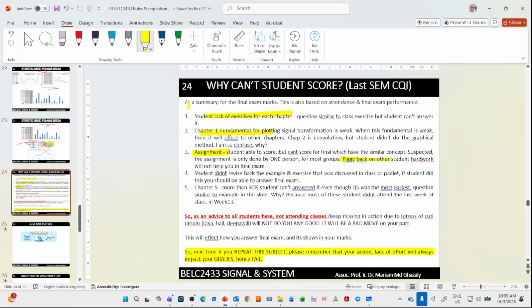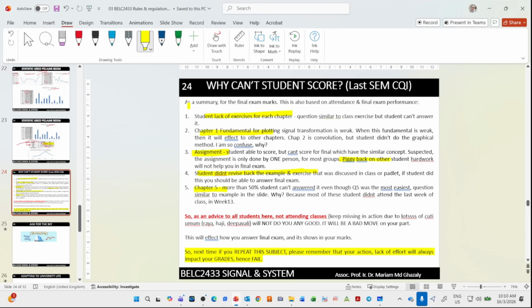Students didn't review the example exercises that I discussed in class or on Padlet. So basically, if you don't do revision, then you're not going to pass. If you want to score, you need to do revision more. Three times the effort. And this is very frustrating.